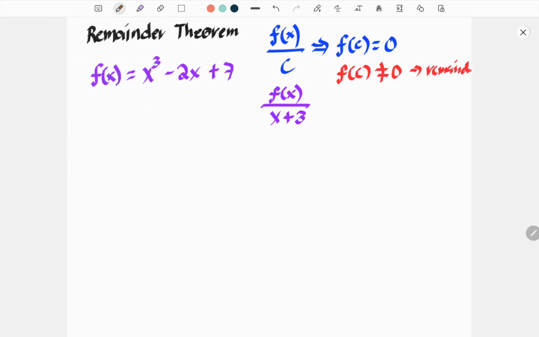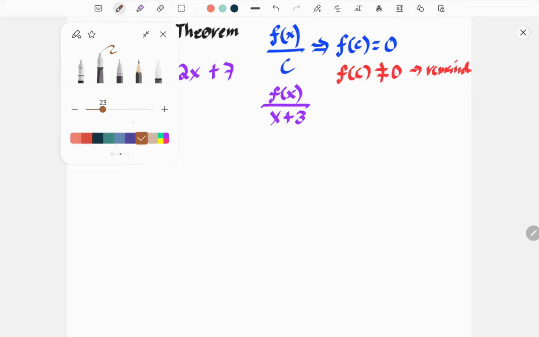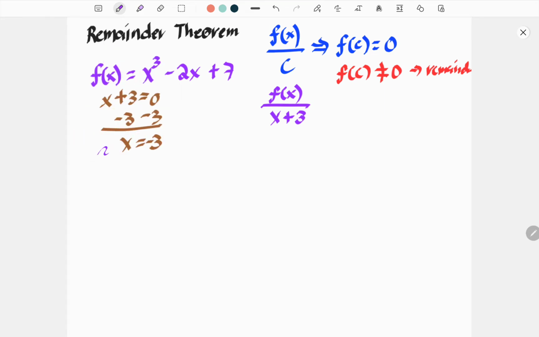First thing that you need to do is get the value of x, if that's a linear function. So x plus 3 is equal to 0, so minus 3 on both sides. We have now x equal to negative 3. So we can now evaluate our function. We have f of x equal to x cubed minus 2x plus 7. We have our value of x, and we need to evaluate if it's a factor or not.